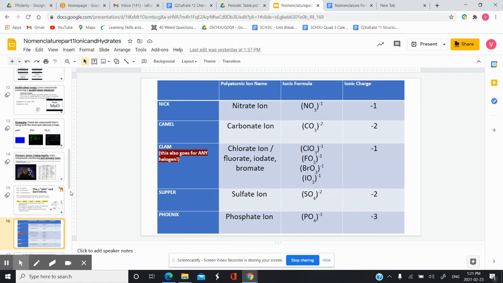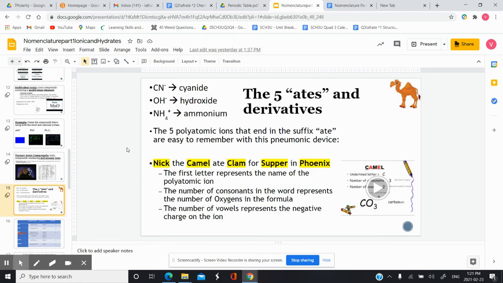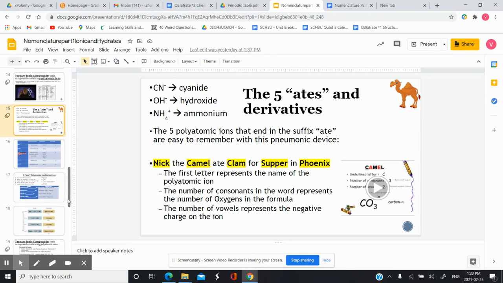So you can remember those formulas and the charges using the mnemonic, the memory aid, Nick the Camel ate 8 clams for supper in Phoenix, to help you remember the 5 eighths. I wouldn't waste your time just sitting there trying to memorize them. I would try to practice with them as much as possible, because that will help you to memorize, just as you practice naming and writing formulas for them.